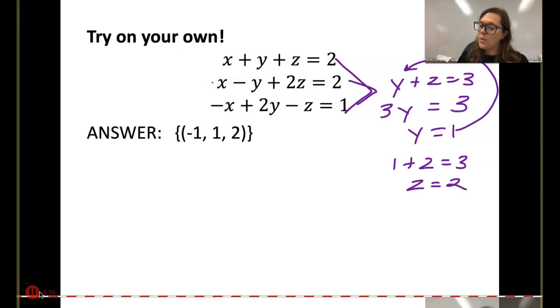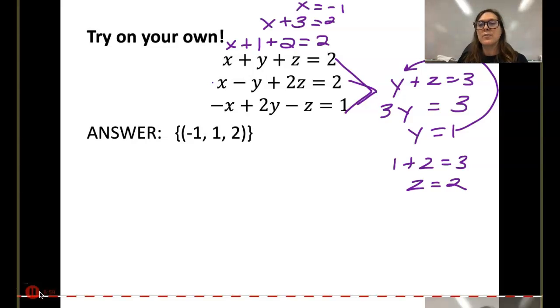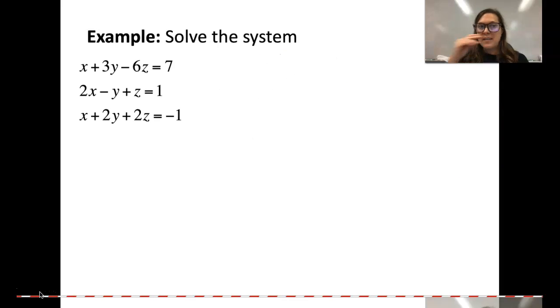And then go back into one of the original ones. I'm going to go in the first one. x plus y, so plus 1, plus 2, which is our z, is equal to 2. x plus 3 equals 2. x equals negative 1. So that's where all your numbers would come from. So probably the easiest one would have been to eliminate x's first, though it would not have been wrong to do it otherwise. All right, let's do another one that's not quite as nice.